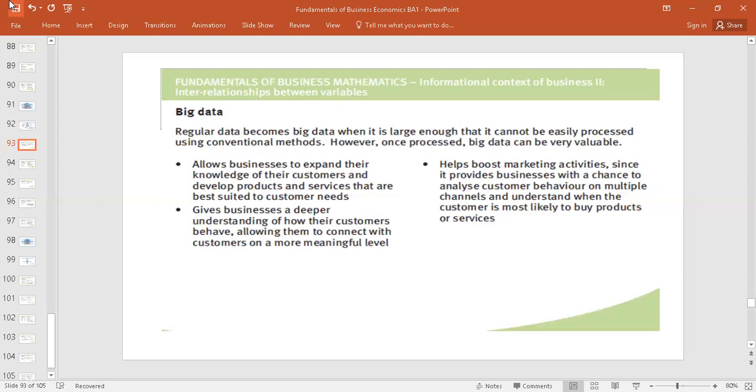So there are attributes of big data also. Let's just look into that. Regular data becomes big data when it is large enough that it cannot be easily processed using conventional methods. However, once processed, big data can be very valuable. Because of softwares like Hadoop, the data can be processed.